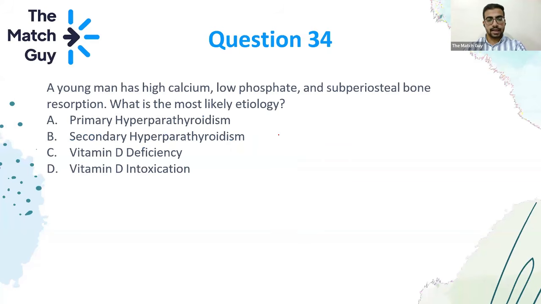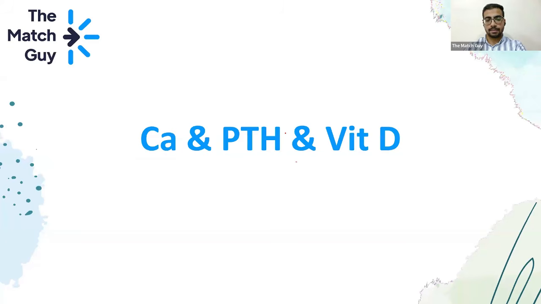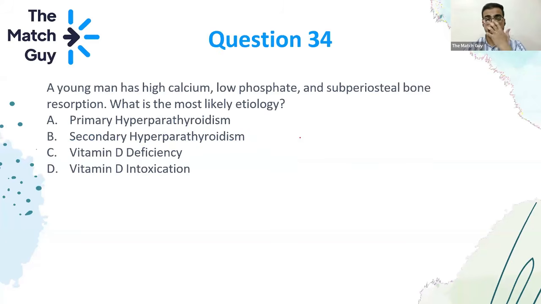Okay, let's get into some high-yield calcium, PTH, and vitamin D disorders and move on to doing questions together. So we have a young man who has high calcium, low phosphate, and subperiosteal bone resorption. What do you guys think is the most likely etiology? Okay, perfect. I'm seeing the correct answer. Everyone is saying A, primary hyperparathyroidism.